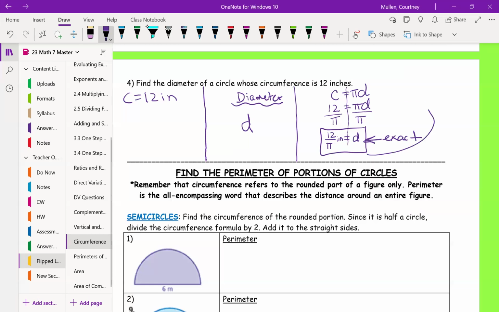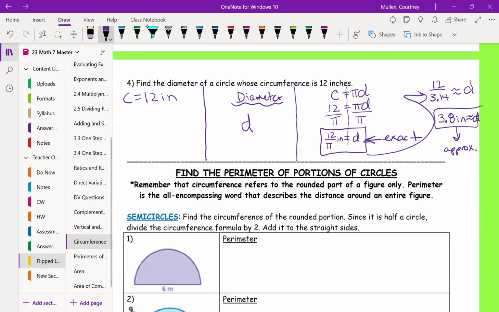If we were to get an approximate value, we'd want to divide 12 by 3.14 to get an approximate value for the diameter. Let's say we round this one to the tenth. So divide that out in your calculator. You should have gotten about 3.8 inches. And there's our approximate answer. That's the basics for finding circumference.